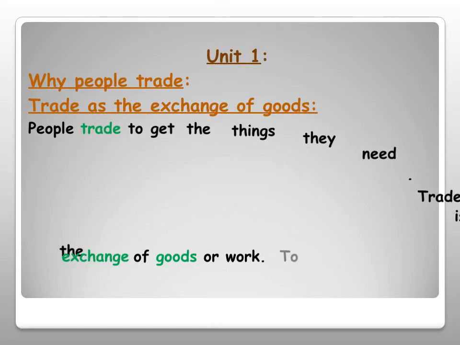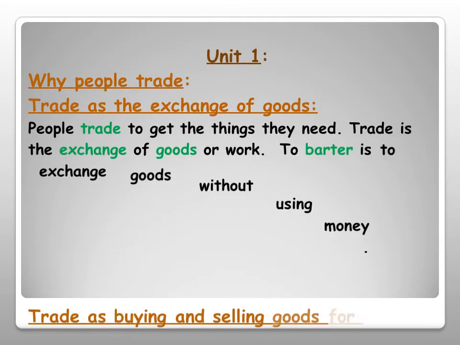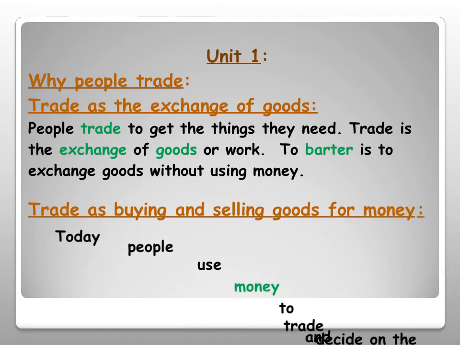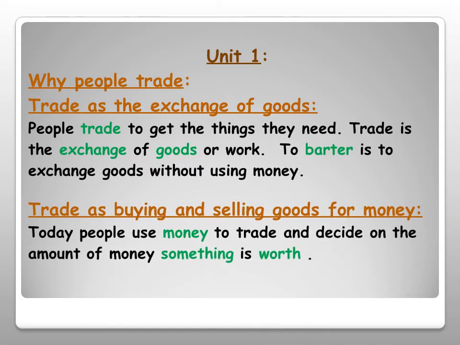Unit 1. Why people trade. Trade as the exchange of goods. Trade means when we want to get things that we need, to exchange goods or work. To barter is to exchange goods without using money. So when you barter, you're not using money, you're swapping. You're going to give something else in exchange for it instead of using money. That is what we call barter.